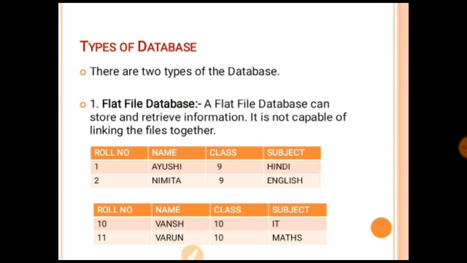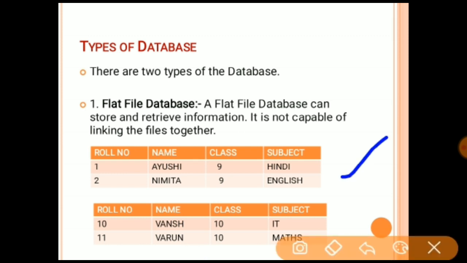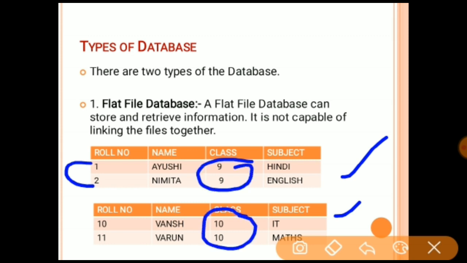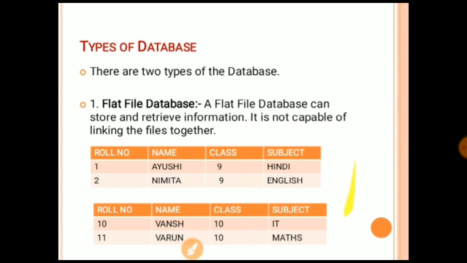Students, as you can see here, we have two tables. In the first table, we have some fields like roll number, name, class, subject. And in the second, again we have the same fields like roll number, name, class, subject. But in both the tables, you can see the roll numbers are different and the classes are different. So there is no kind of link between both the tables, right? That is known as a flat file database.